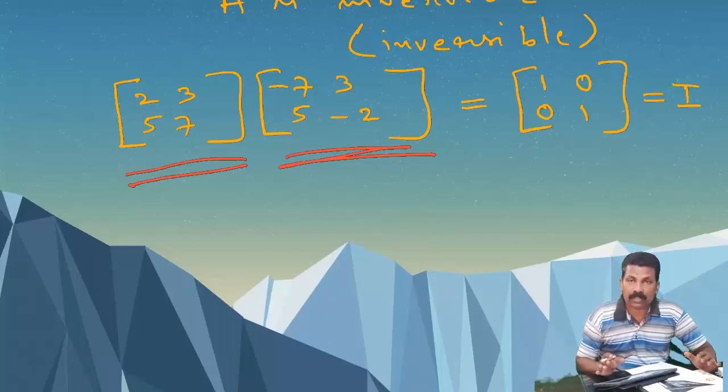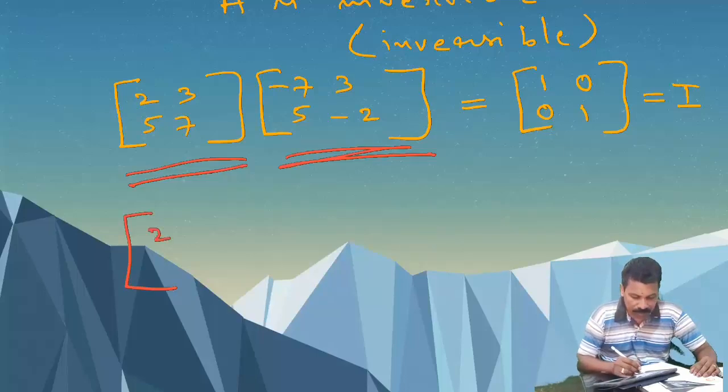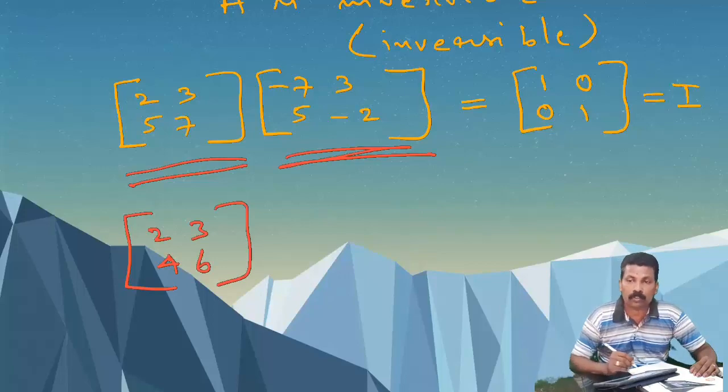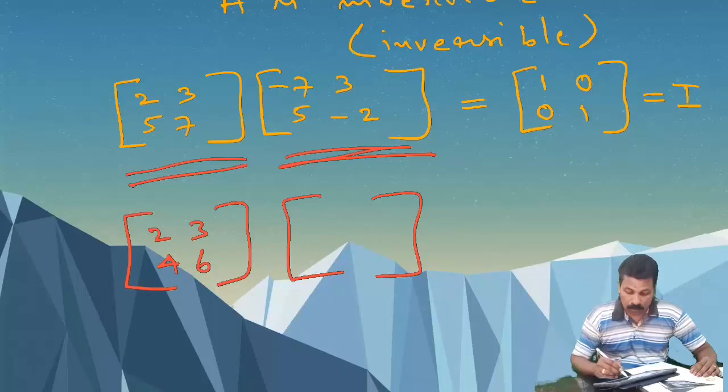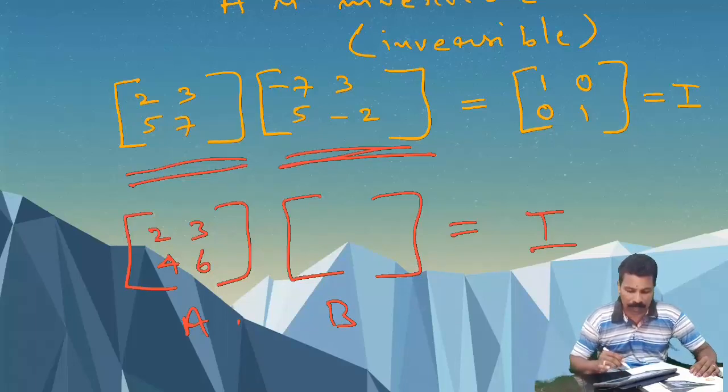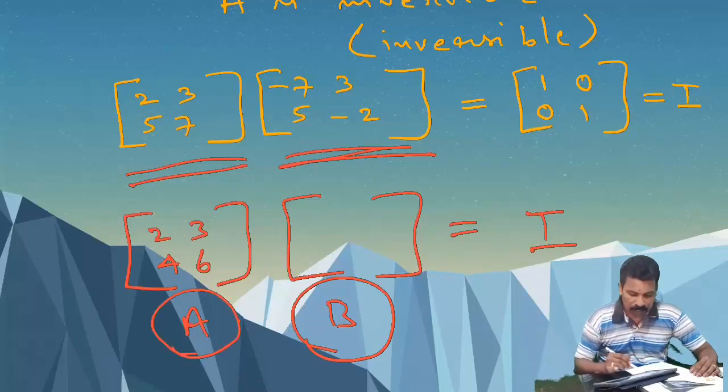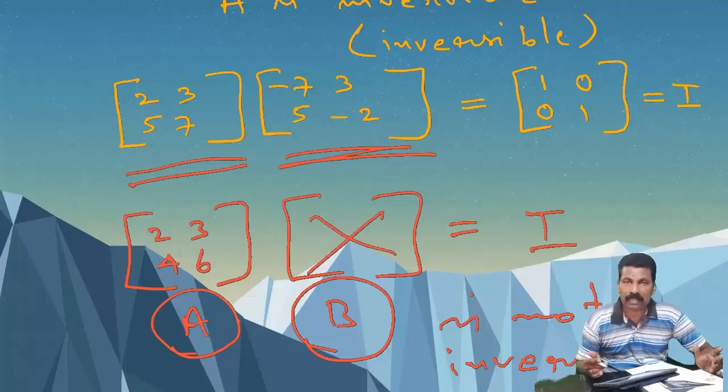So here we have the inverse of this matrix, but if we consider another square matrix, say 2, 3, 4, 6, this is a 2 by 2 square matrix, but we cannot find a square matrix so that this matrix, say capital A, multiplied by this matrix, say B, is equal to identity matrix. Here we cannot find such a matrix B, therefore this given matrix capital A, 2, 3, 4, 6, is not invertible, because we cannot find a B matrix here such that AB is equal to I is equal to BA.